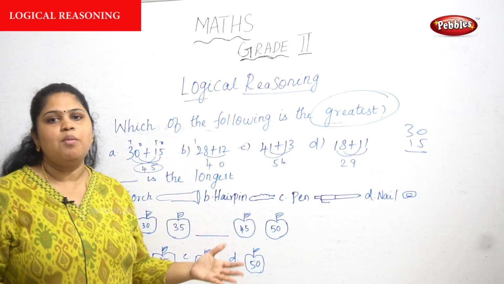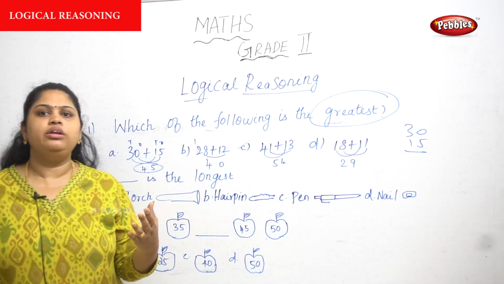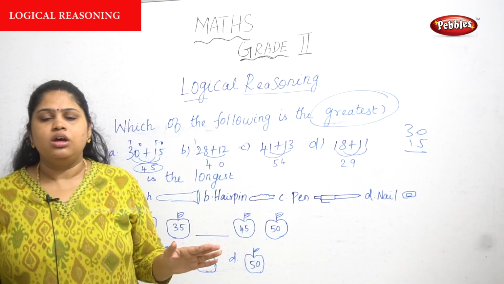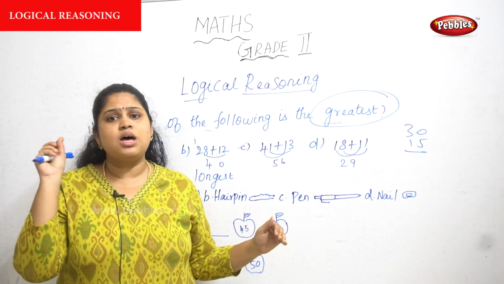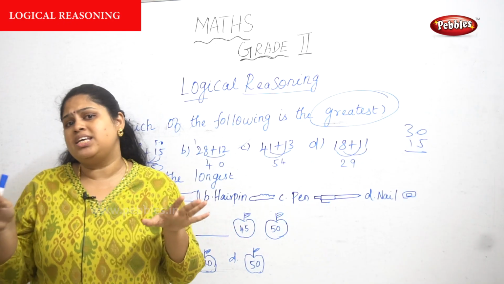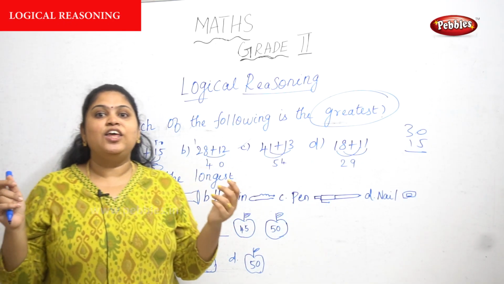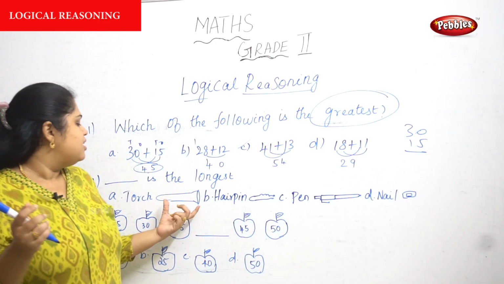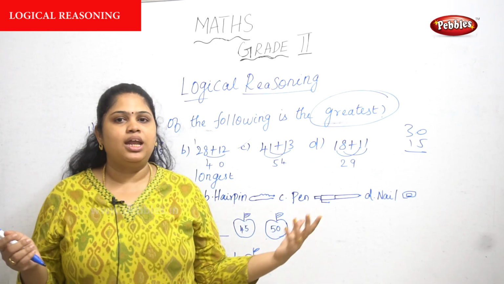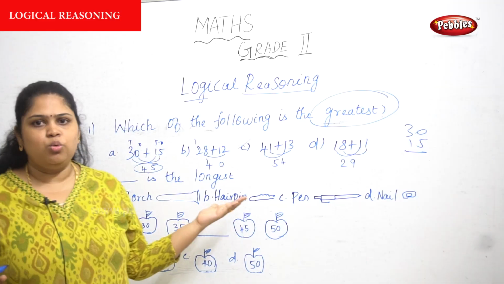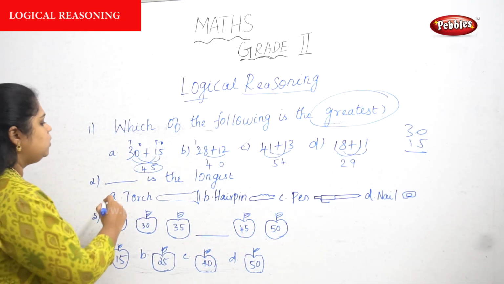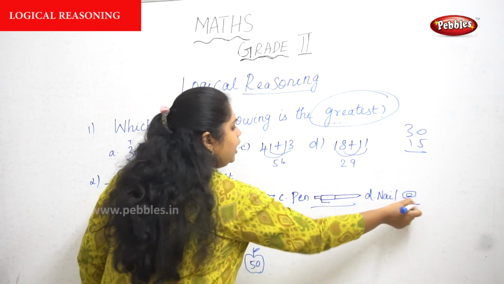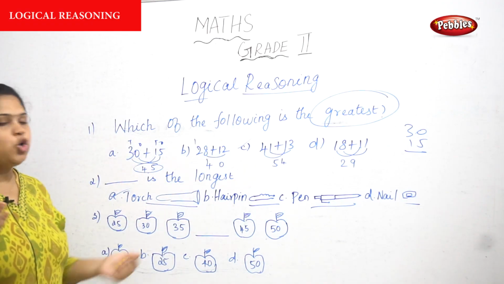So compare the diagram. When this is very easy, we don't need a centimeter, a millimeter, a scale or a meter, because some sums we can identify by eyes itself. See here the torch, hairpin, pen and nail. When comparing these, you can easily tell the torch is the longest. Comparing hairpin, pen and nail, the torch is the longest.